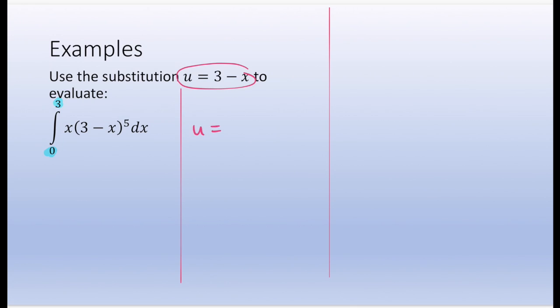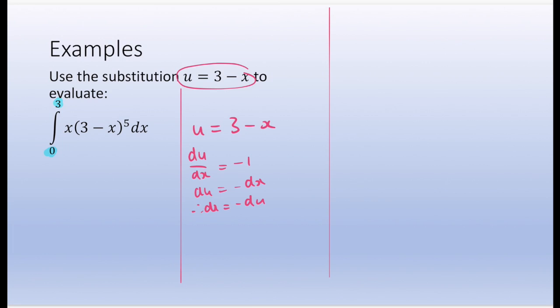So I'm going to go u equals 3 minus x. And now I'm going to differentiate it like if I was doing a chain rule. So I'm going to go du dx, and it will equal -1. And now I'm going to rearrange this formula. I'm going to go du equals minus dx. So all I've done is move the dx to that side. Okay. And then therefore dx equals minus du. So now I've moved the negative over to that side.